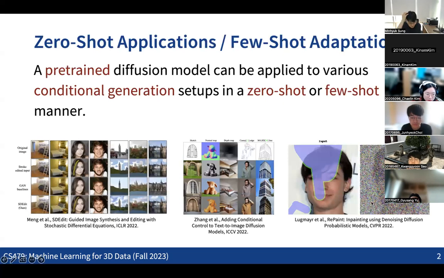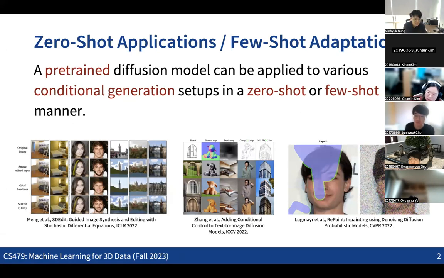The good thing about diffusion models, especially compared to GANs and VAEs, is that they can be used in many other applications. Not only for pure generation, but even for conditional generative setups, like making images from usual sketches, or filling in missing regions of given images.